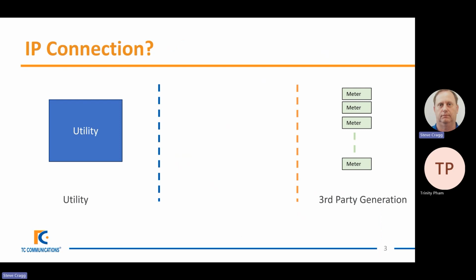So here we have the stylized diagram, utility on the left and third-party generation with the meters on the right. And of course, the easiest way using modern meters would be IP connectivity. And most of the meters are IP capable. Utility has an IP network, and so connecting the two would be relatively simple. However, when you do that, there's a significant issue with NERC CIP compliance. And so most utilities have chosen not to open their network up to third-party metering and to an alternate network.